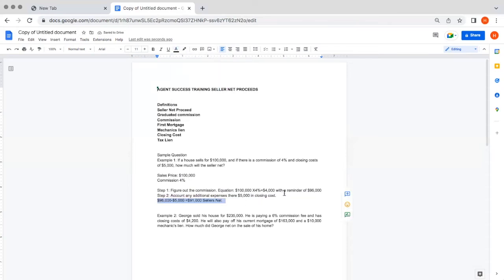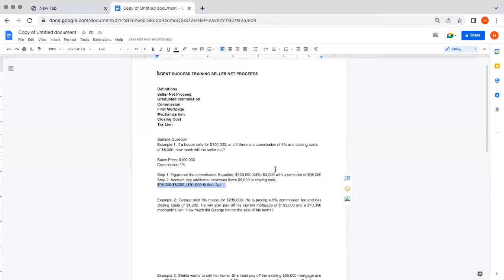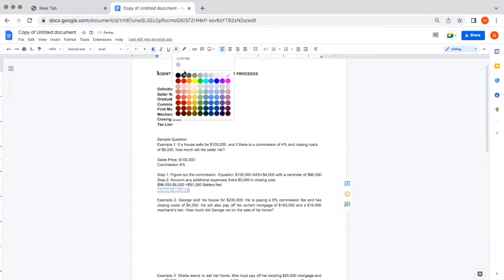So we accounted for our 4%. Now we're going to do the equation for this, and that's 96,000 minus 5,000, which now we only got 2 things we got to account for in this question. And those 2 things are the commission and then the closing costs. All right, so the answer is this here. And I'm going to put it in bold. That's the answer. And let me just put that in red as well for you ladies. And that way, that's the answer.